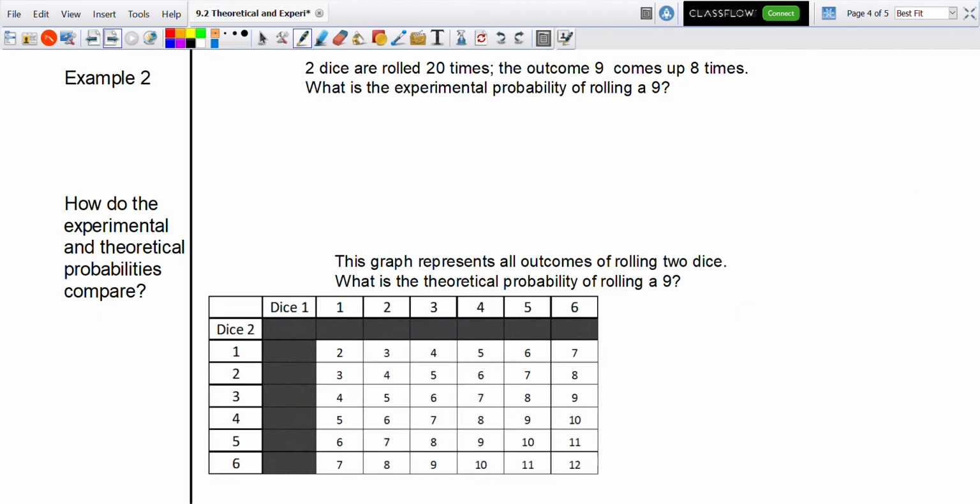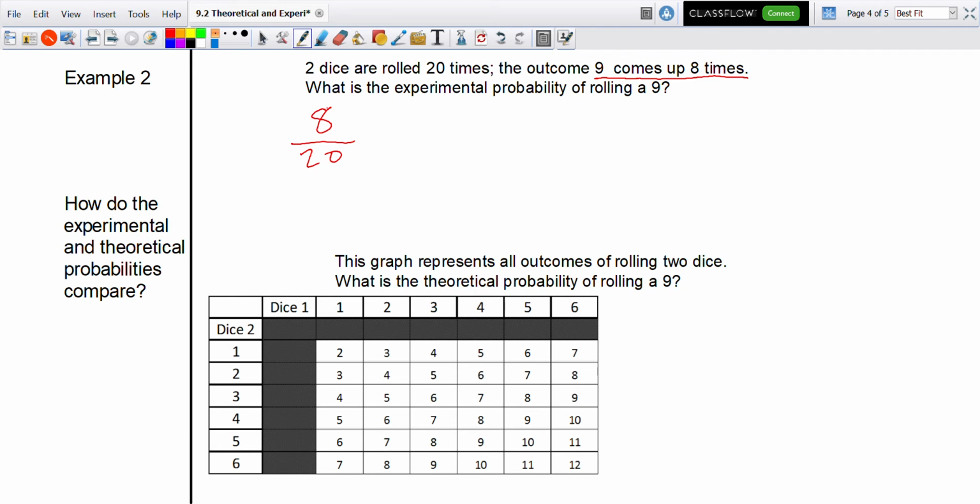Let's try another one. If we were to roll 2 dice, remember dice have a 1, 2, 3, 4, 5, 6 on each of them. If I were to roll 2 dice 20 times, okay, the outcome of 9 comes up 8 times. So out of 20 rolls, 9 came up 8 times.